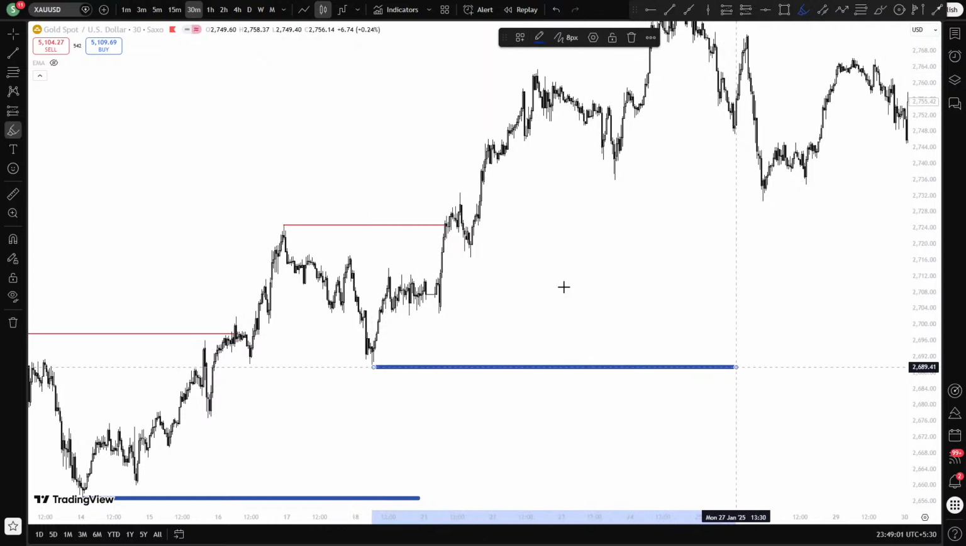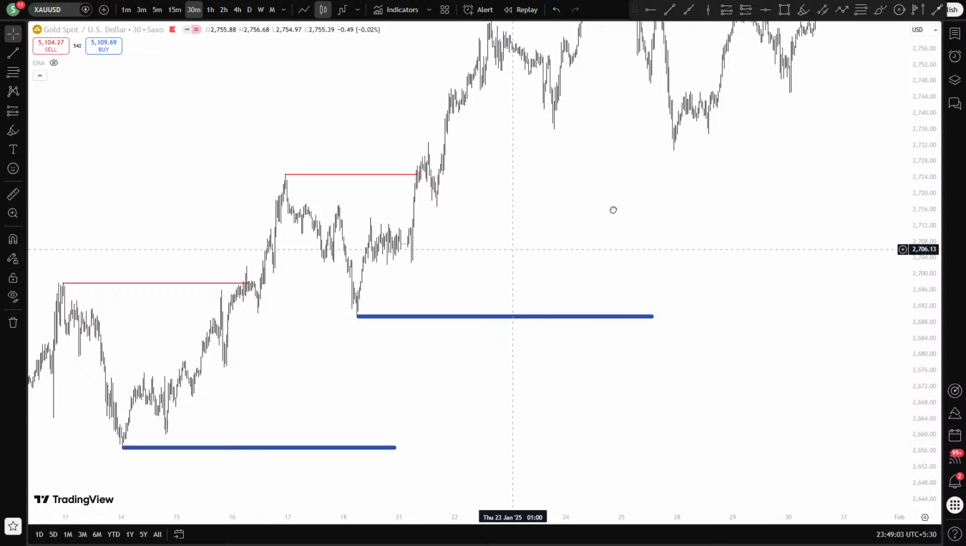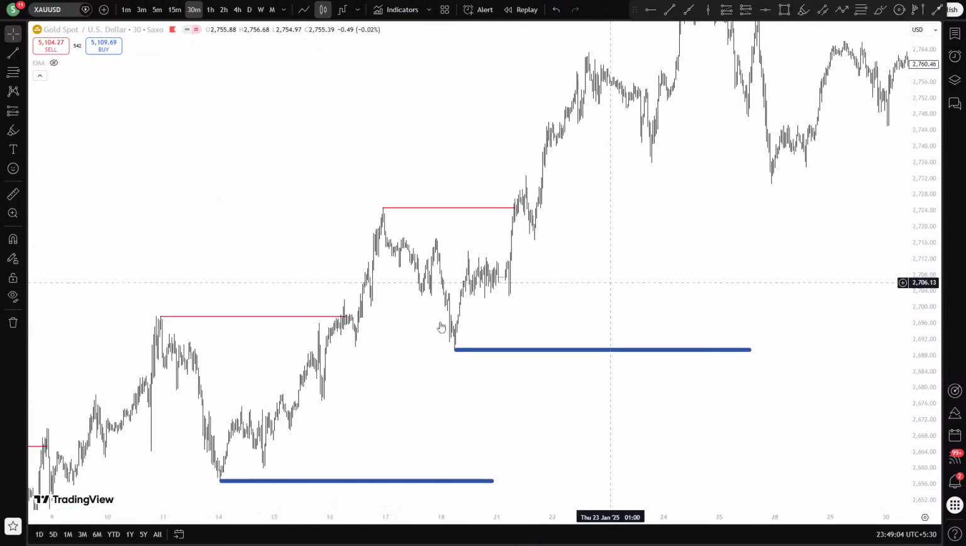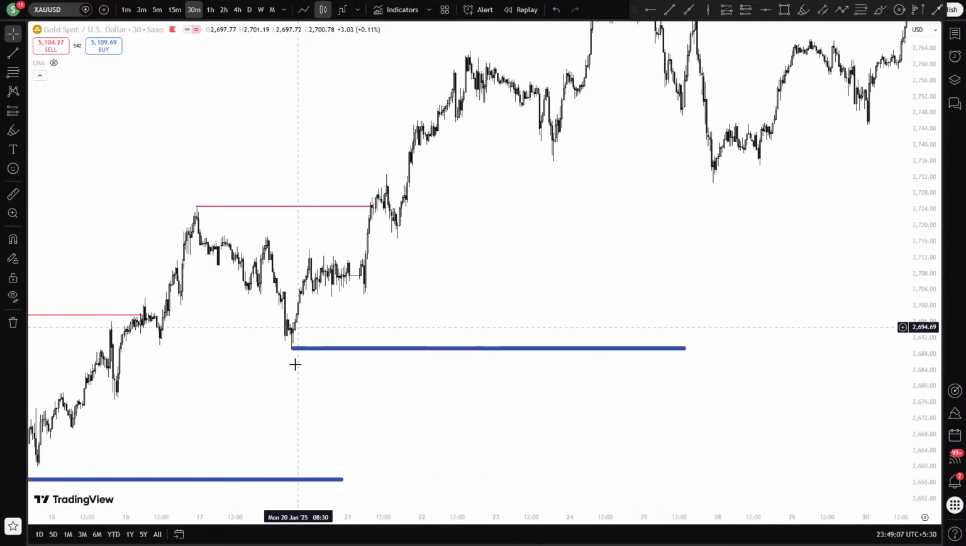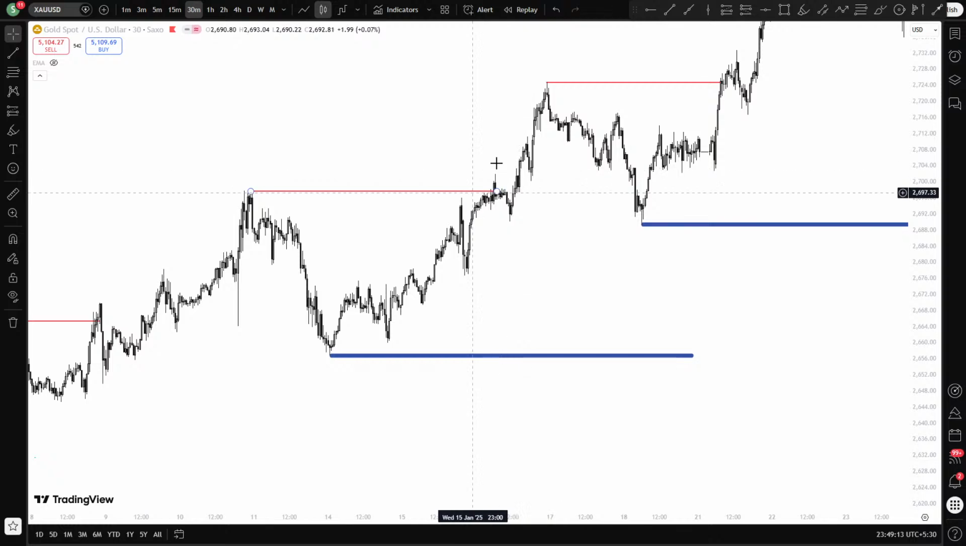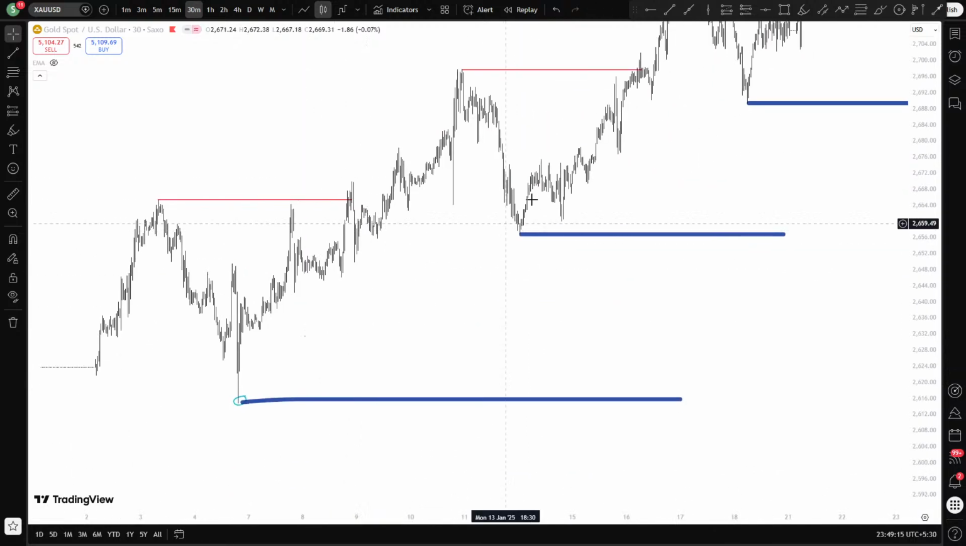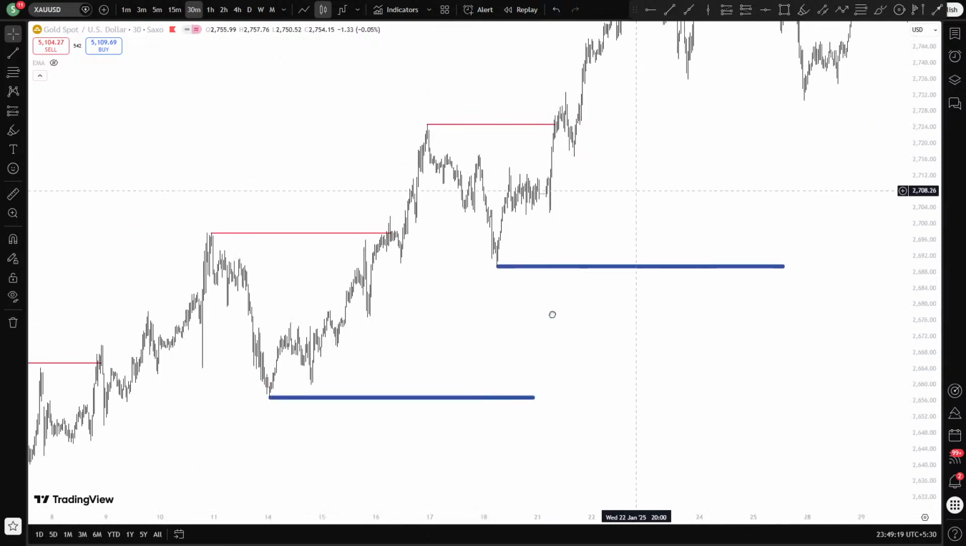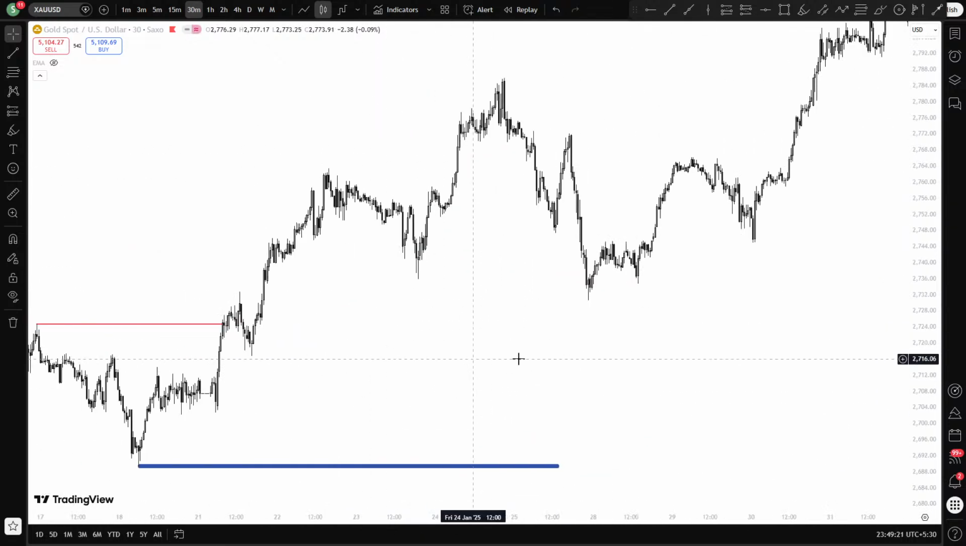What did the market give us after marking this area? The market gave us a higher low. If the market does not give us this breakout, we're not going to profit. So we continue moving.